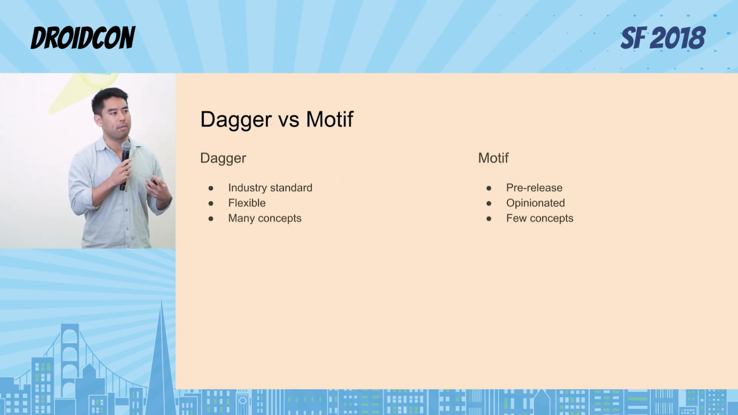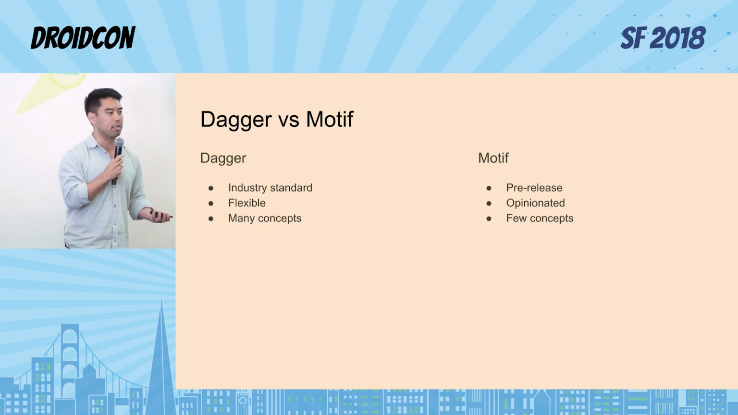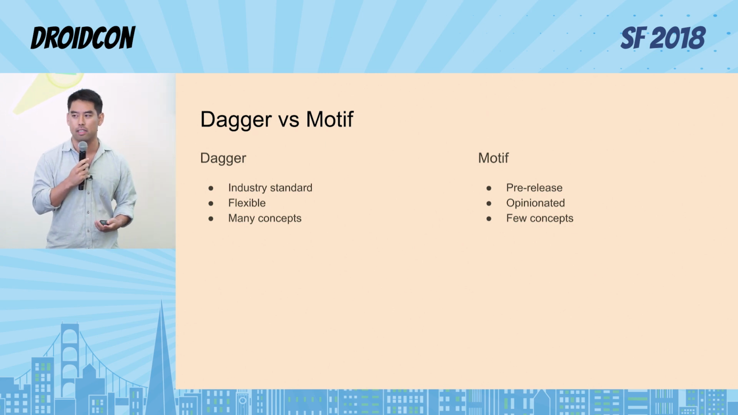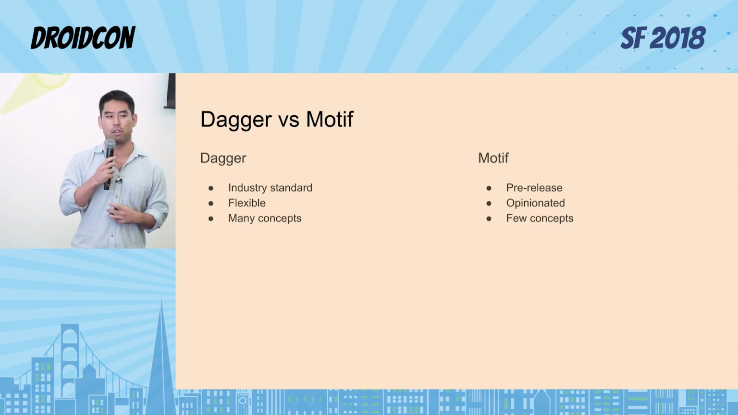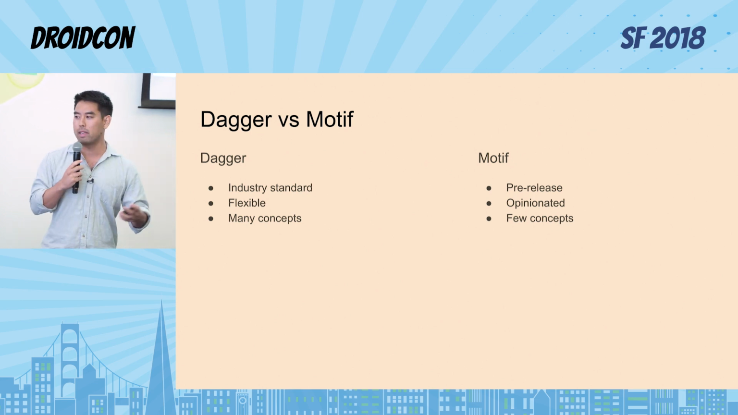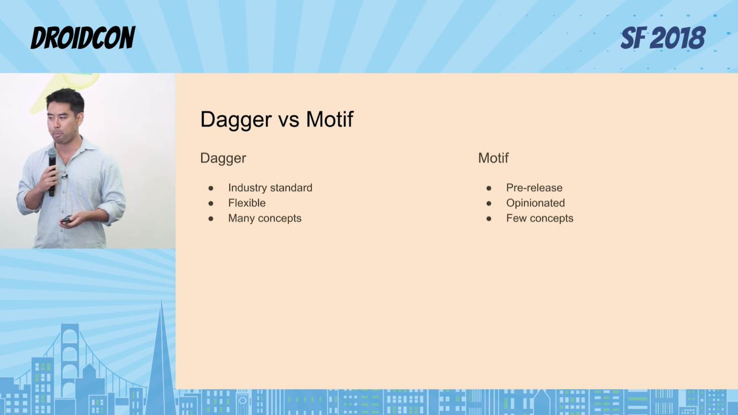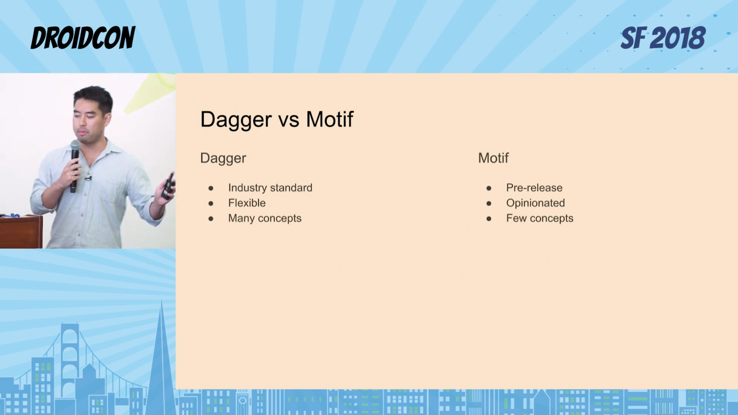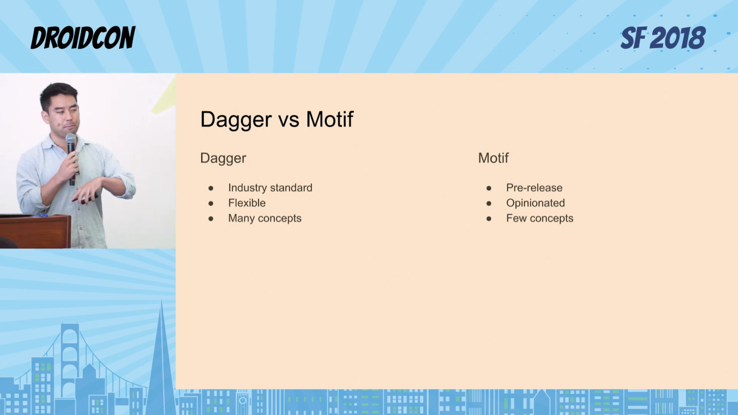But ultimately, that means that Dagger has a lot of concepts to understand to satisfy all these different use cases. That results in a steeper learning curve for developers and may also take a toll on developer productivity. All right, so those are some of the points to keep in mind. Let's take a look at Motif now.